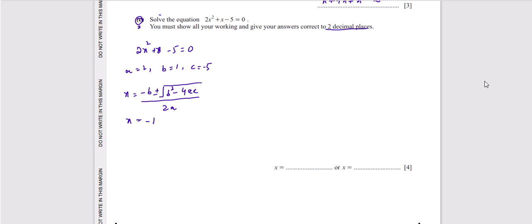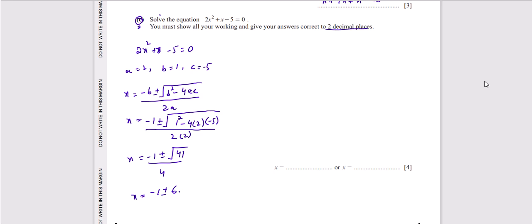So x is equal to, what is the value of b? b is 1, so minus 1 plus or minus the square root of 1 squared minus 4 times a, which is 2, and c, which is minus 5, divided by 2 multiplied by 2. x is equal to minus 1 plus or minus the square root of 41, divided by 2 multiplied by 2, which is 4. The square root of 41 is equal to 6.403, divided by 4.